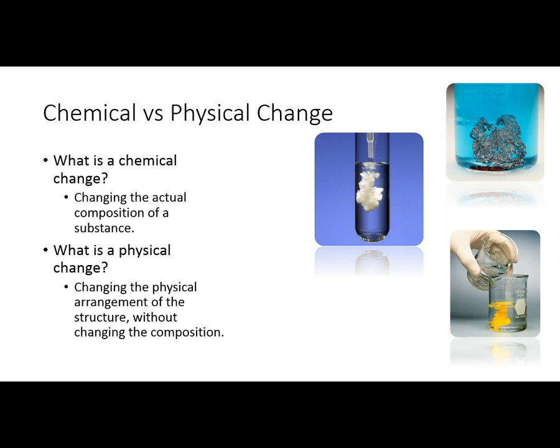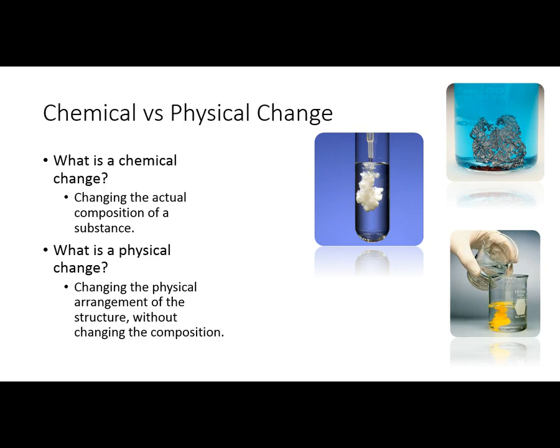Whereas a physical change is just going to be changing the actual structure or appearance. So if I were to take a piece of paper and tear it, or bend a piece of aluminum foil, the material is still the same. It's still aluminum foil. I've just changed the shape of the appearance. I haven't changed anything about the arrangement of the particles.